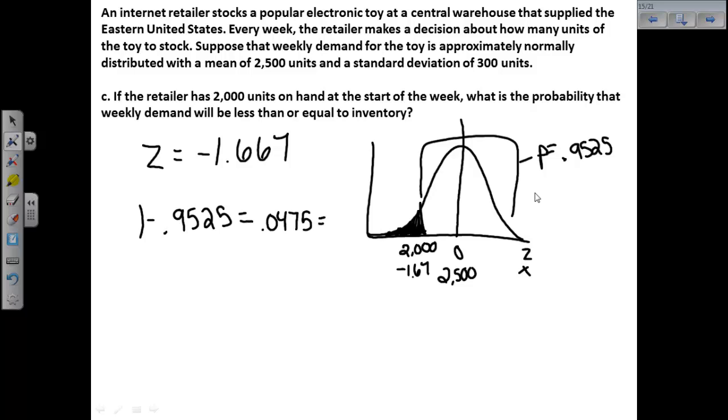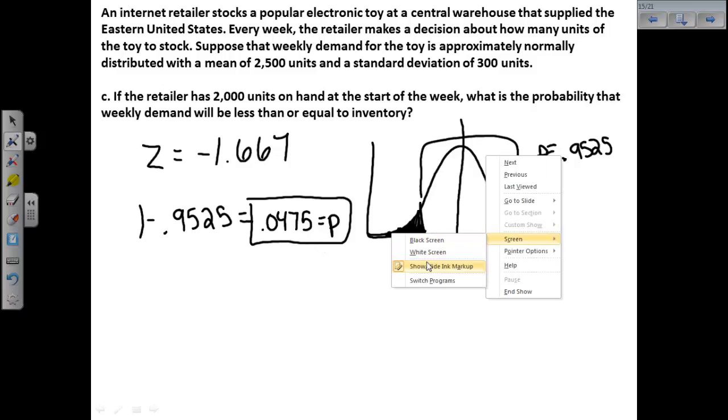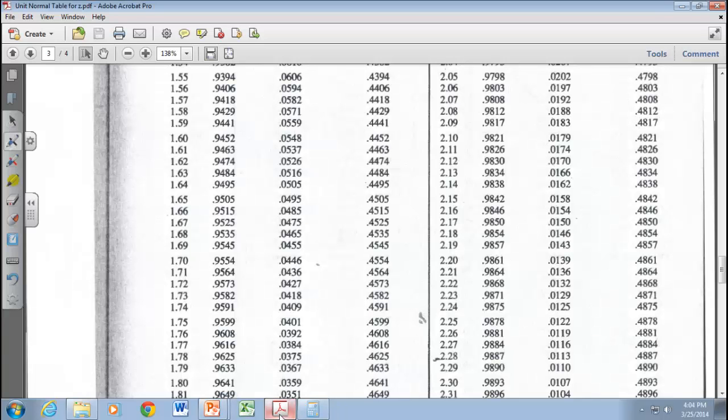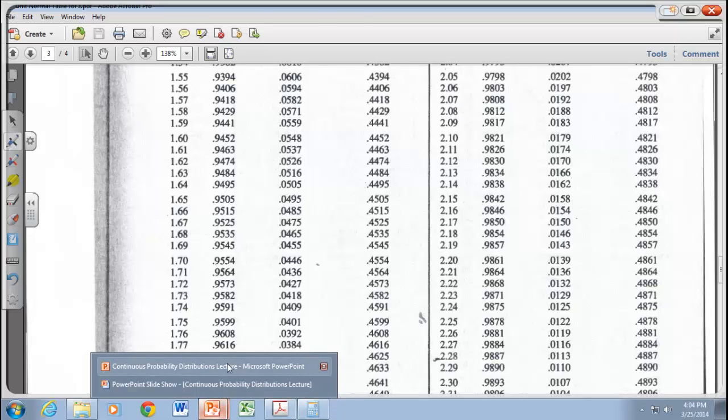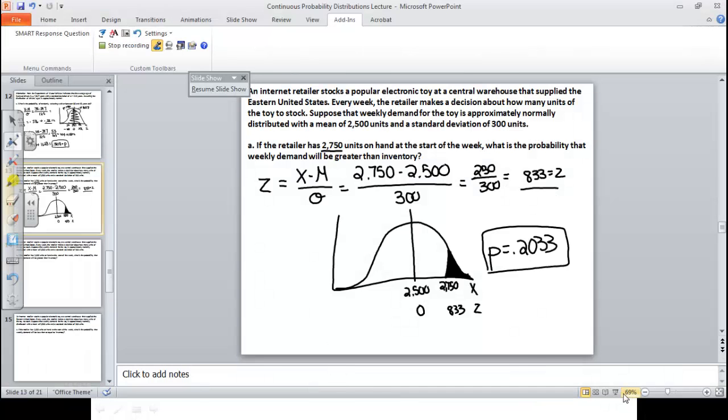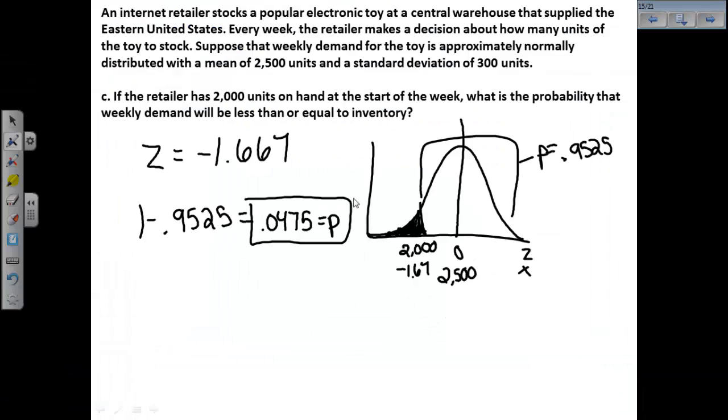0.0475 for your probability. Or you could go back to the unit normal table and look for the probability in the tail associated with a z-score of 1.67. You'll get the same answer. 1.67, tail, column C, 0.0475. Same answer that you had before. Okay, let's move on.